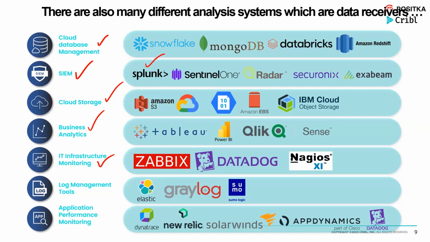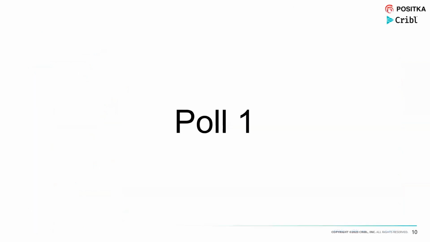Some of the popular ones being Splunk and SIEM and Sentinel-1. And for storage, there's Amazon. There is Zabbix for IT monitoring, Datadog. And then for log management, there's Graylog and Elastic. So there are a lot of data sources, and now there are a lot of data destinations. That just complicates the whole data pipeline scene by quite a bit compared to, let's say, 5-10 years ago.